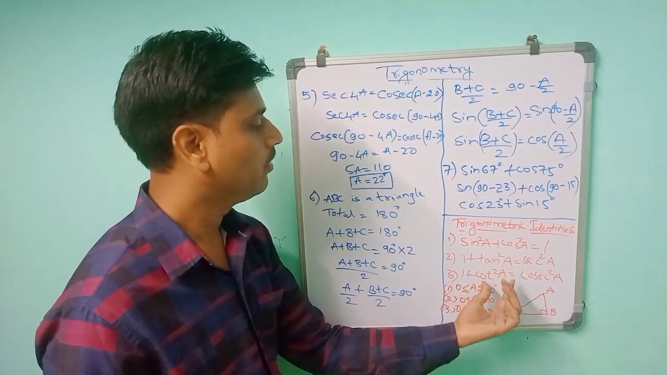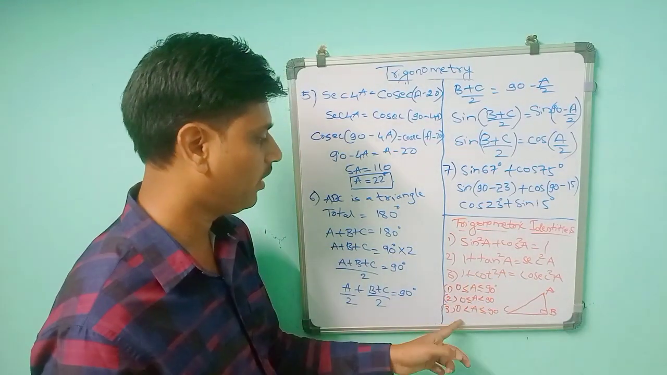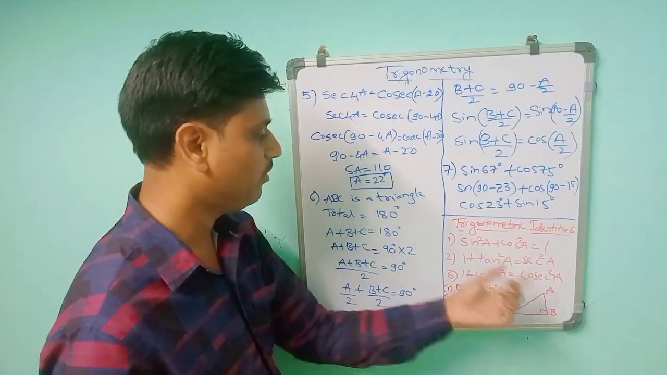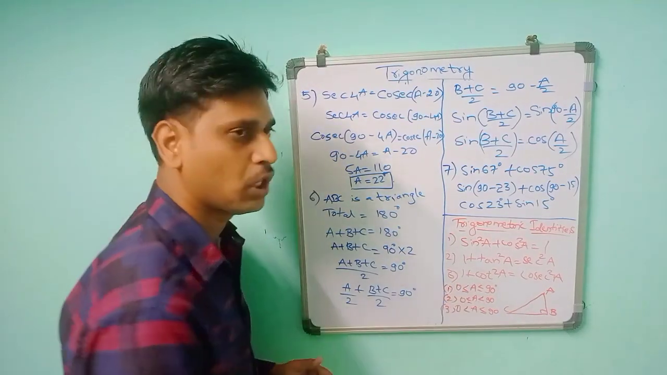So we can write for all values of A greater than 0 and less than or equal to 90, the relation 1 plus cot square A is equal to cosec square A holds. We can't take it for the 0 angle. That is the meaning of this number relationship.